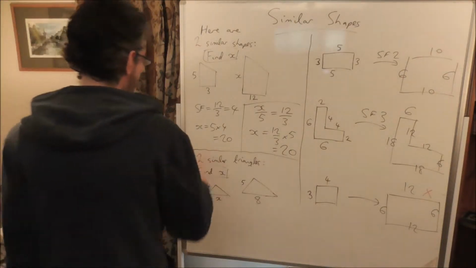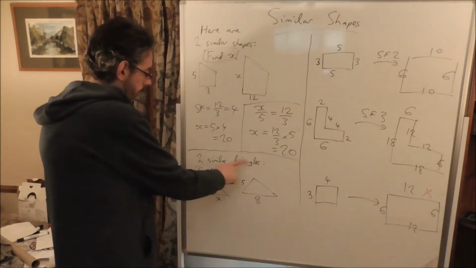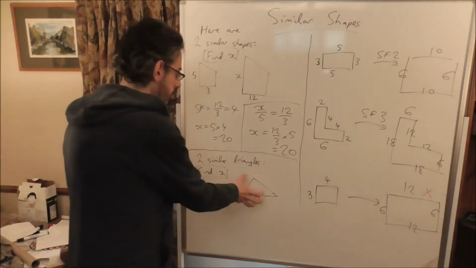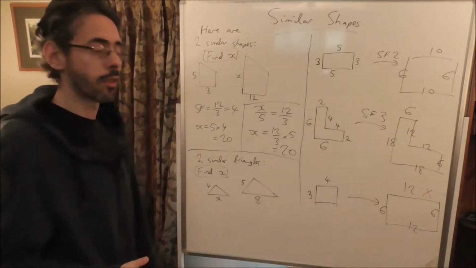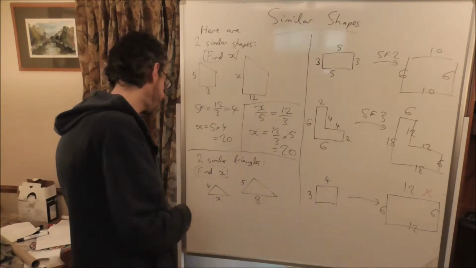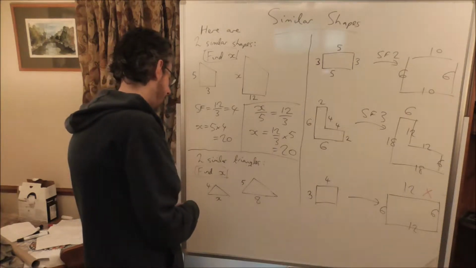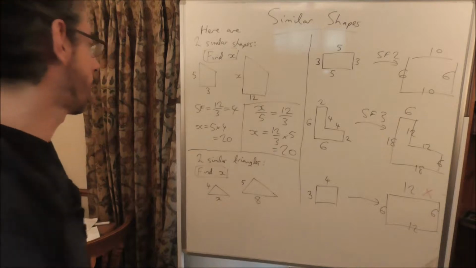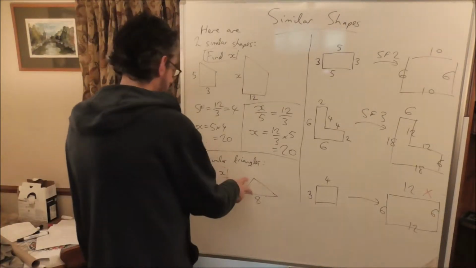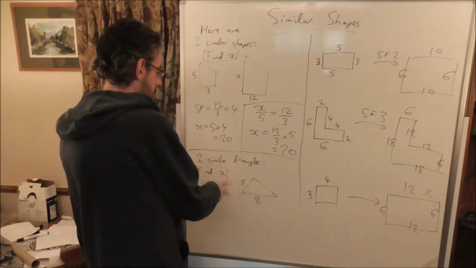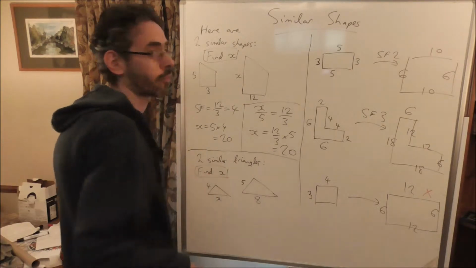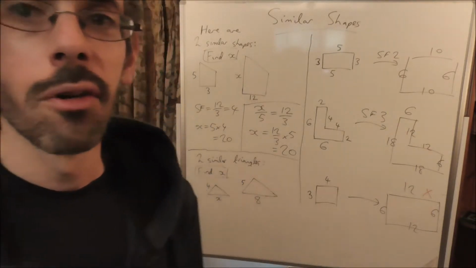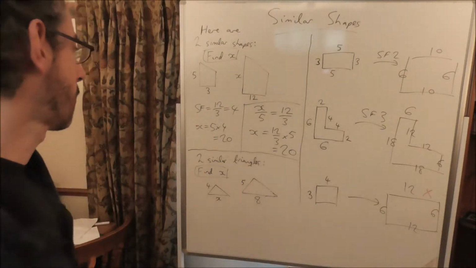Right, let's do this question down here. Again, we've got two similar triangles, which just means that this triangle is an enlargement of that one. In other words, every pair of corresponding sides has the same scale factor. So the sides of this one are related by a scale factor, and the sides of this one are related by the same scale factor. Right, I'll do that again, because that didn't go so well.